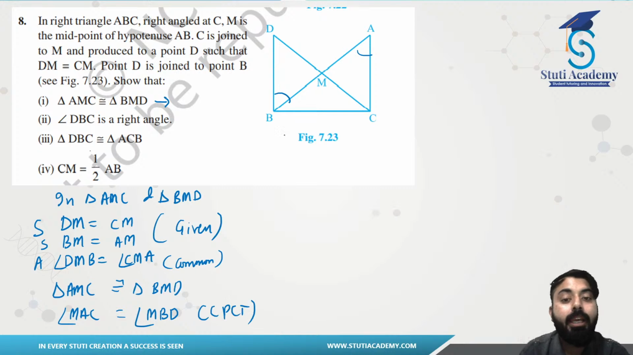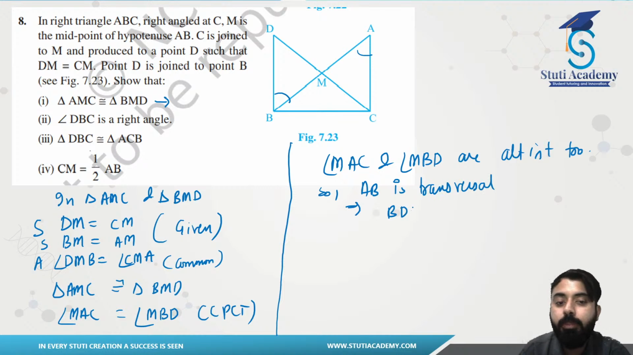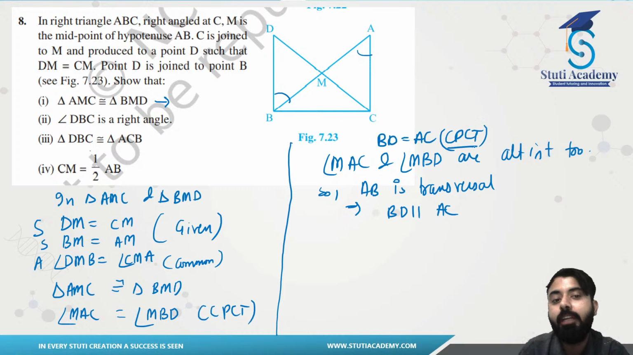Now I know if that is the case, angle MAC and angle MBD are alternate interior too. If that is the case, so we have this AB as transversal. This implies BD is parallel to AC, right? Let's just do one more thing here and say BD is equal to AC too. This is also CPCT because that will be coming handy later on. So let's just prove it here.